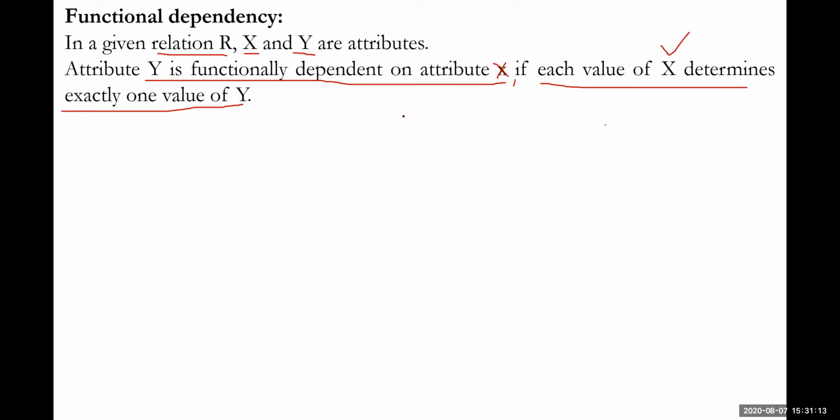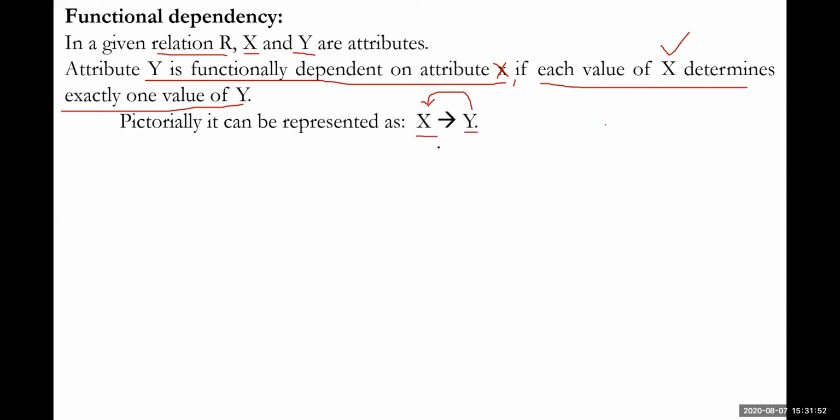For better understanding, let me take one particular example here, then you could understand very easily. This functional dependency can be shown pictorially like this: Y is functionally dependent on X. Therefore, X arrow Y. We have to read this as Y is functionally dependent on X.